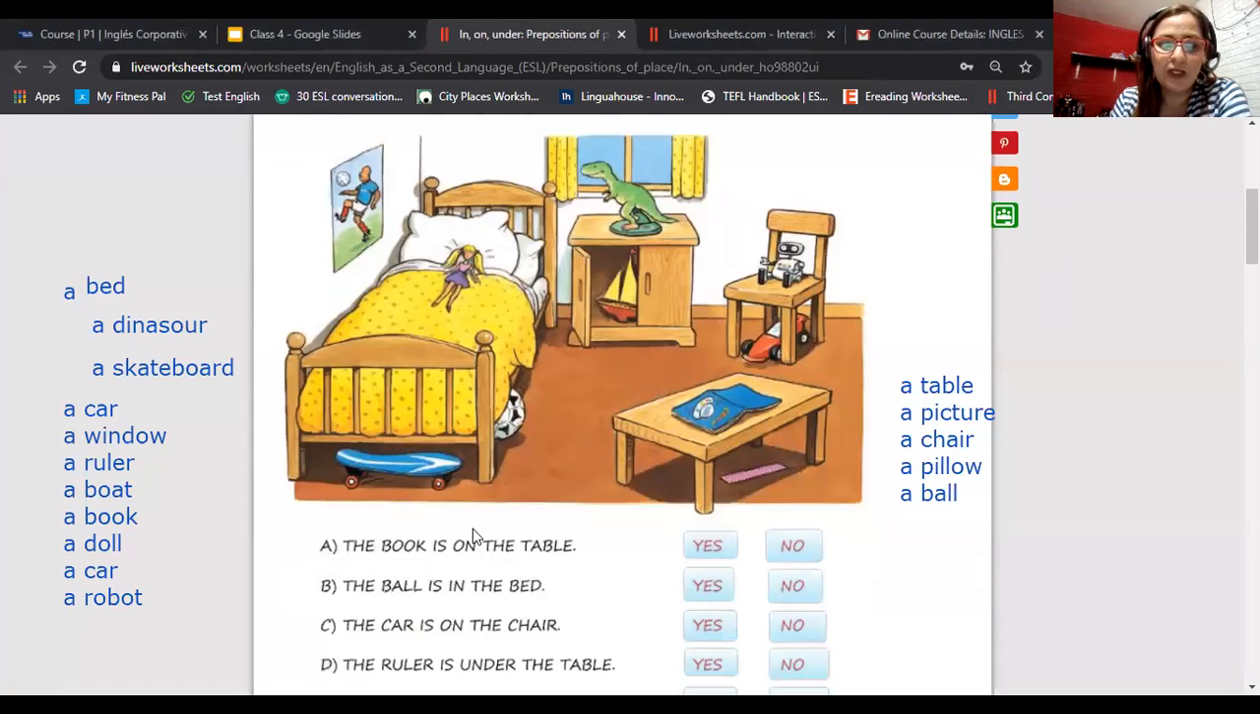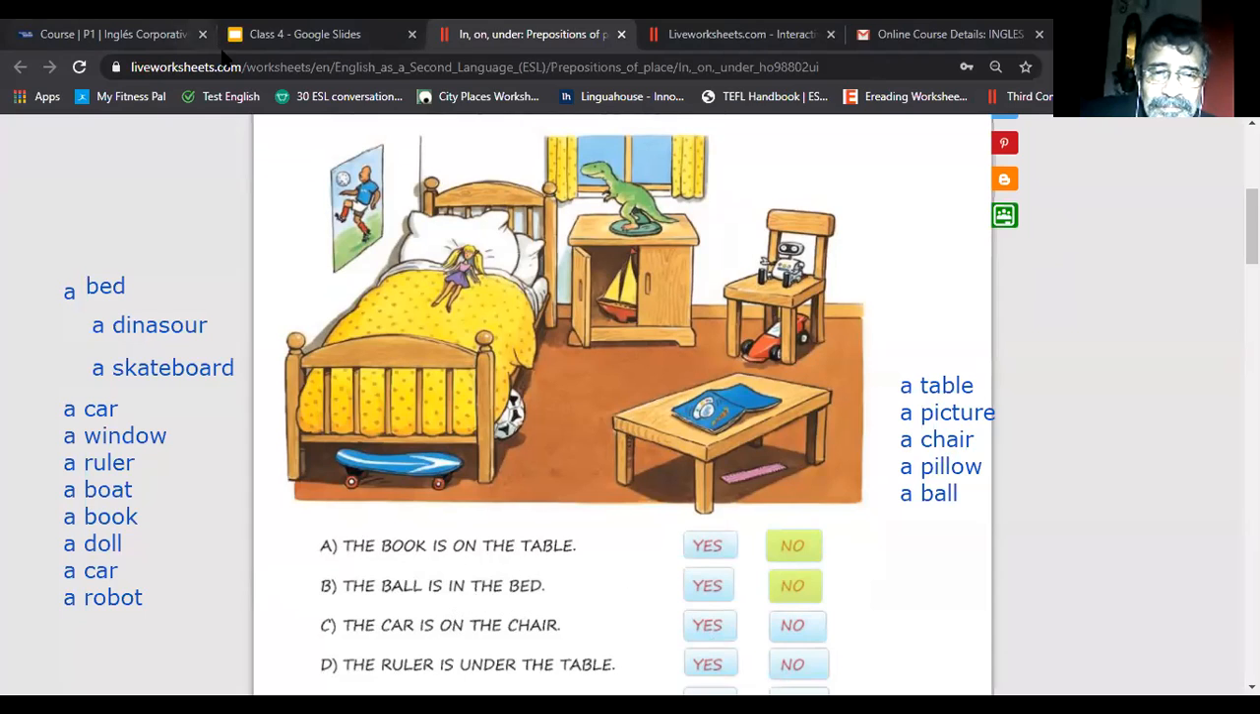For example, you tell me yes or no. The book is on the table. Yes or no? Yes. The ball is in the bed. Yes or no? No. Okay, listen to me. Where is the ball? Under the bed. Under.